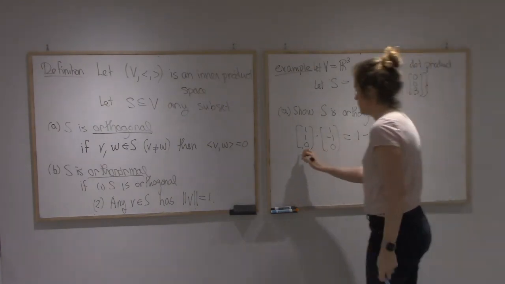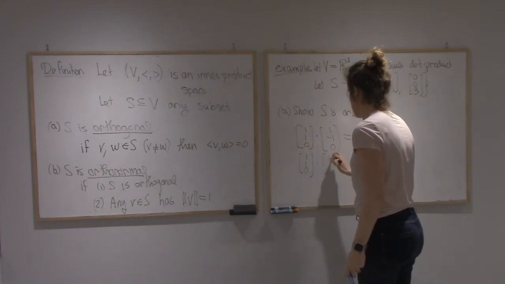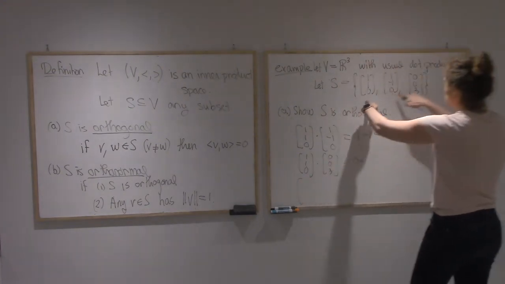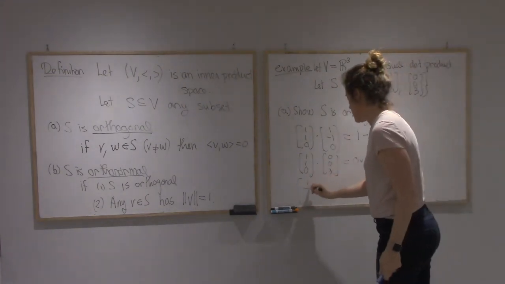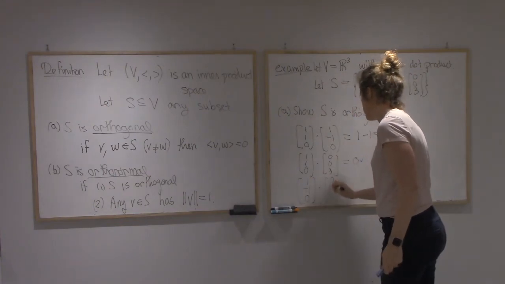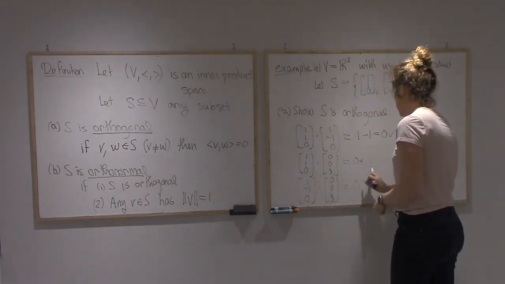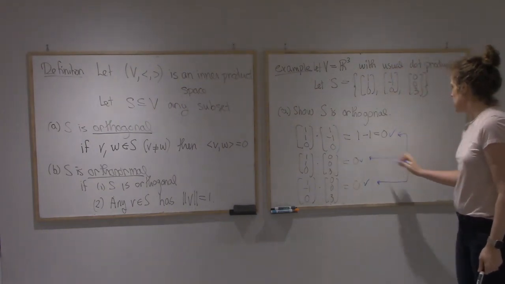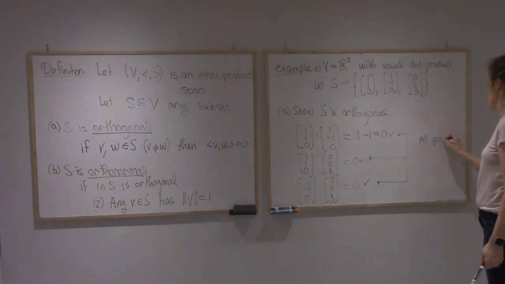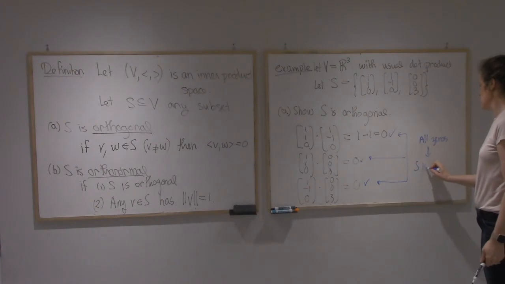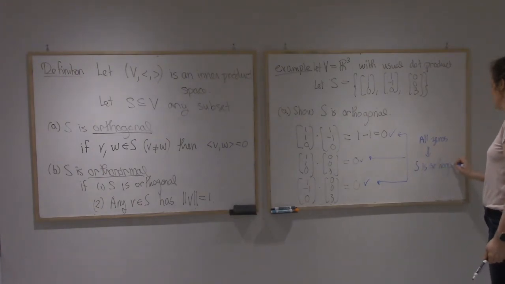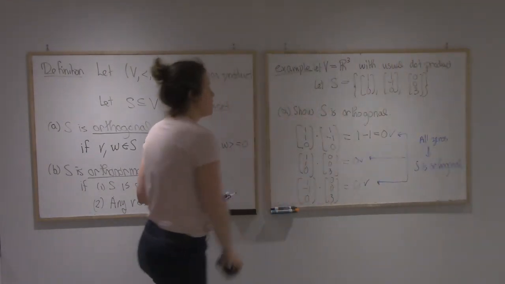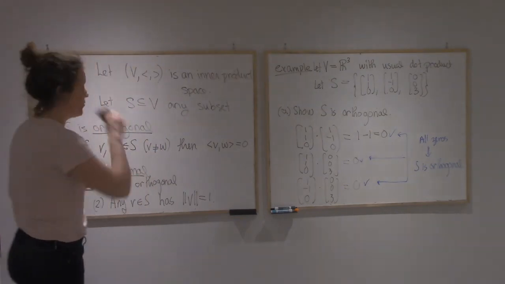Let's compare these two. That's 0 as well. I need the last two. So that's (1, -1, 0) dot (0, 0, 3). That's 0 as well. So since I got 3 zeros, that means S is orthogonal. So it's a nice basis for R3.